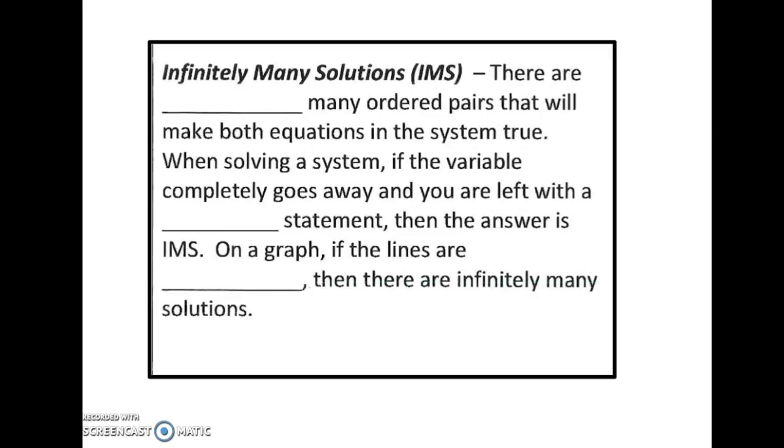Lastly, infinitely many solutions, or we say IMS. There are infinitely many ordered pairs that will make both equations in the system true. When solving a system, if the variable completely goes away and you're left with a true statement, then the answer is IMS, or infinitely many solutions. When graphing, if the lines are coinciding, which means they are the same line, then there are infinitely many solutions.